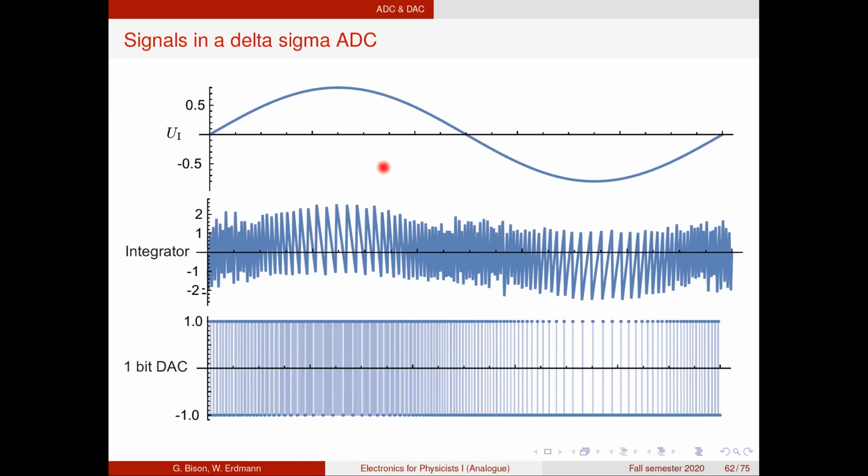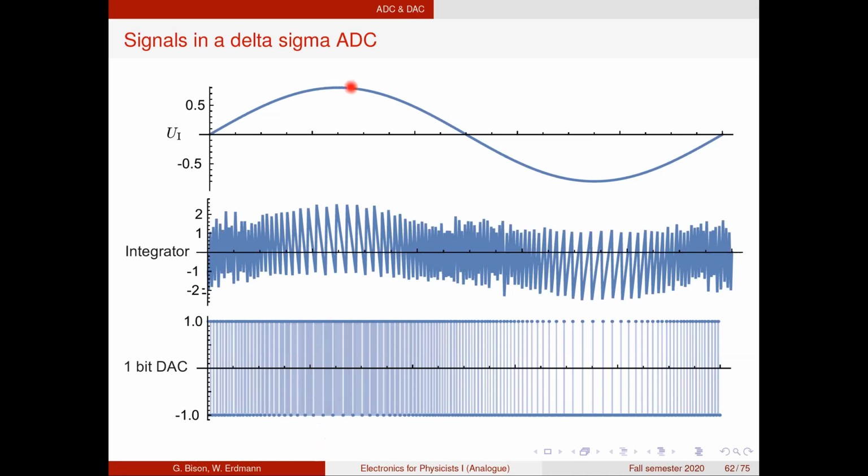Now, interesting is what happens here where we are close to plus. There, if we switch to minus voltage, so if our 1-bit DAC is at minus, then we have a large difference to our input voltage. This means that the integration happens very fast, with a very steep slope. And after a very short time, we hit the threshold and then switch to the plus voltage.